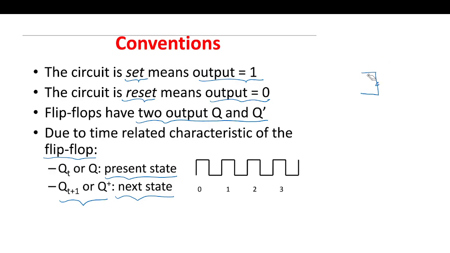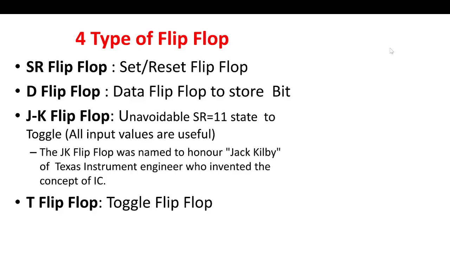For SR we said that, for 0 1 it goes to the reset state. So Q and Q bar are in 0 1 state. Next we apply 0 0, that means it is in the memory state, that is the previous state. So this is the next state, and for this next state, this becomes the previous state. That's why we have present state and next state, or present state and previous state. Any convention can be followed.